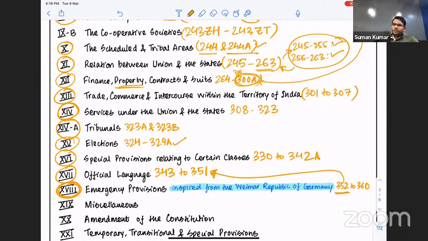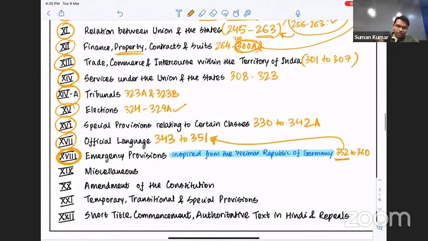See, reading does not matter. What matters is how much you are able to understand or link. You read that article 370 was repealed, but my dear, if you read that article 370, I'll come to it now. Then you have miscellaneous provisions. Miscellaneous meaning you have 361 to 367. And then I told you part 20 is amendment of the constitution. That also can be a placeholder.